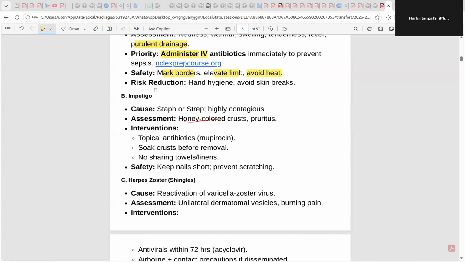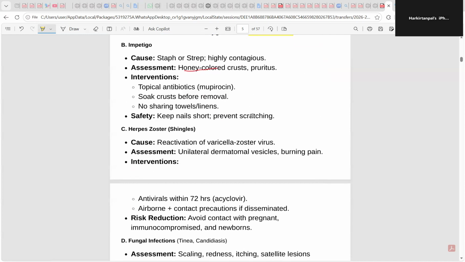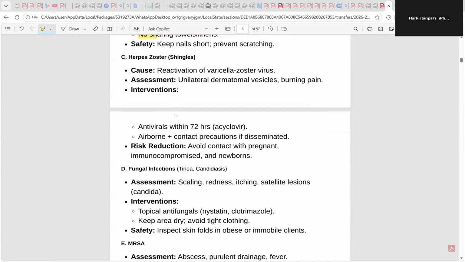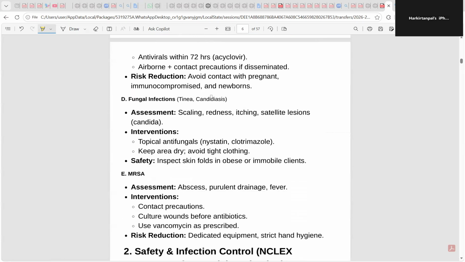And how can we reduce the infection? By doing the hand hygiene and also by avoiding any breakage in the skin, because through this breakage the bacteria can migrate and cause infection, so always wear gloves while giving wound care. Same like that, for an infection the client needs antibiotics. And also no sharing of towels and linens.